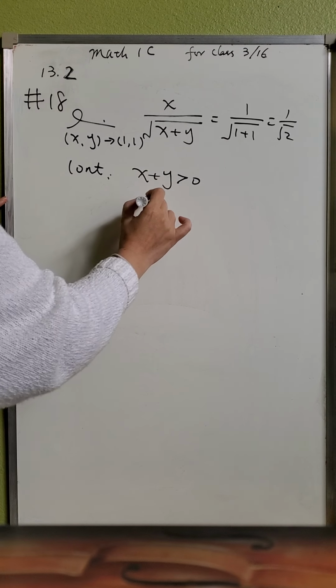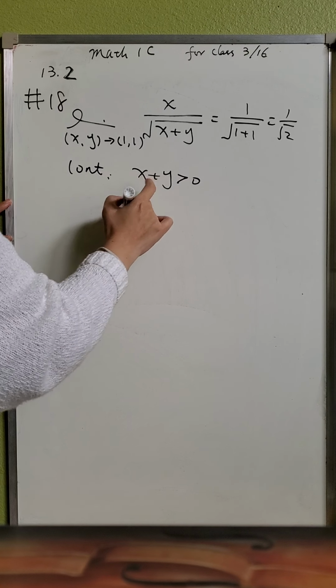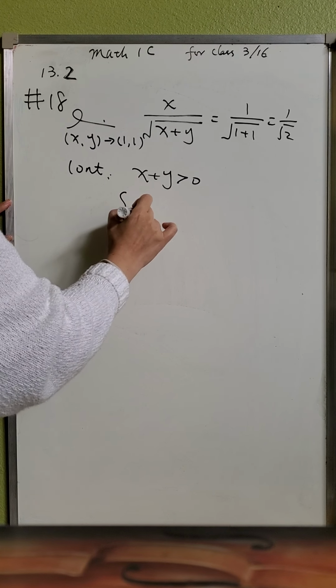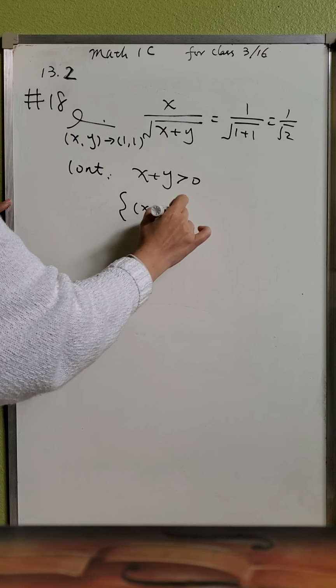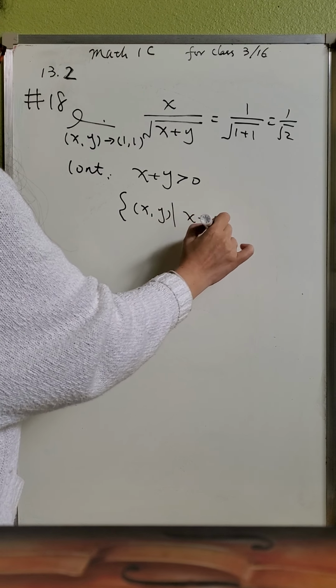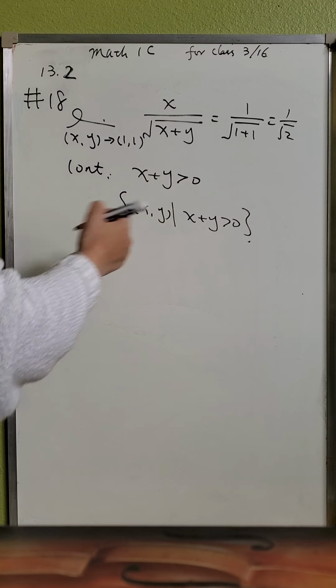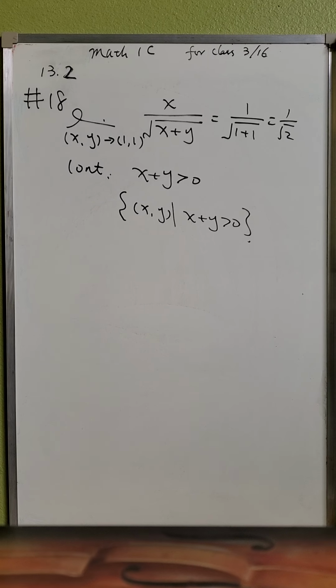So this function is continuous on the domain of x, y such that x plus y is greater than 0. Okay, so the function is continuous in this domain. So this is for number 18, and let's try another one.